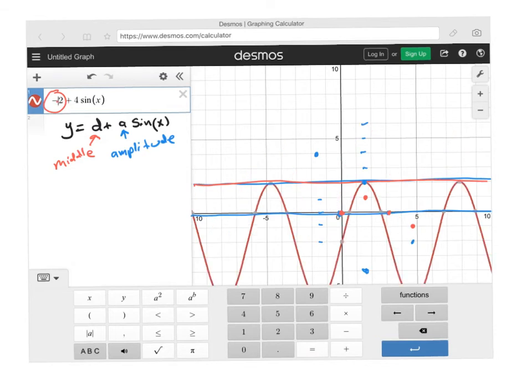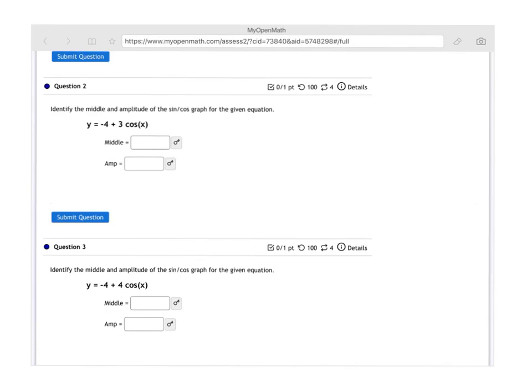Now we're going to take a look at how this looks in the assignment you're going to do. All the first 5 questions look pretty much the same, and all we need to do is look at what the middle is. The middle is just the first number here, so that'll be -4. And then the amplitude is just the number in front of the sine or the cosine. When I look at the answers to double check, it shows that that is -4 and that is 3, so those answers are correct.